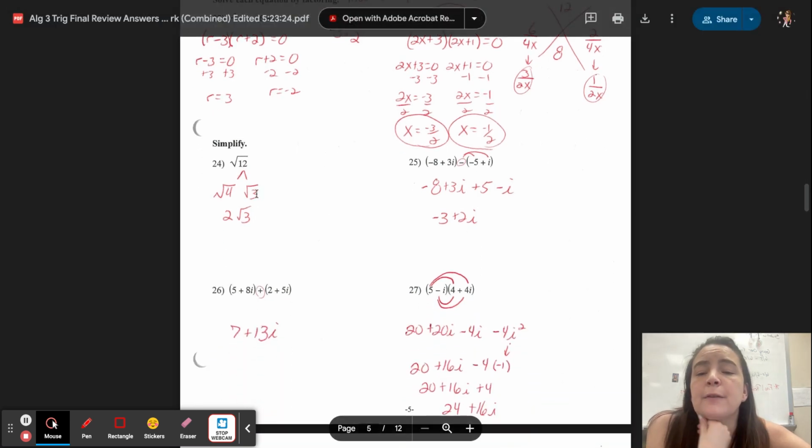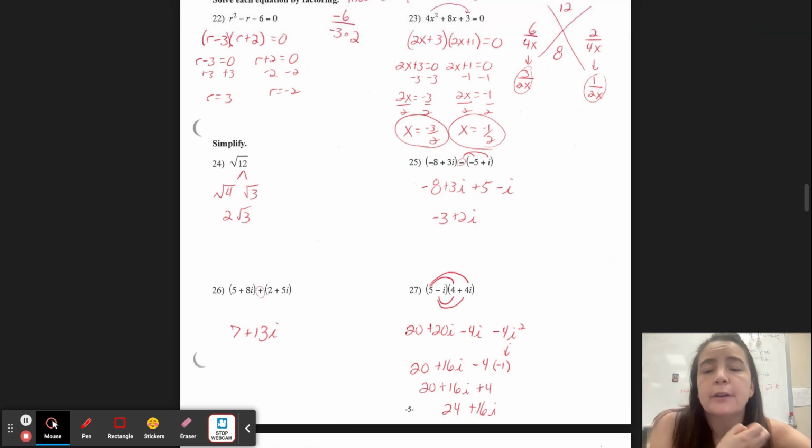All right, for number 24, we have to simplify the square root or radical. All we're going to do is break it into factors, and we want to see if there's any perfect square factors. If there is, we're going to try to solve them. So for 12, there are a couple different factors. There's 12 and 1, but I wouldn't use that one because that just gives me itself. We could have 2 and 6, but that's not a perfect square. 4 and 3, 4 is a perfect square, so that's the combo we're going to use.